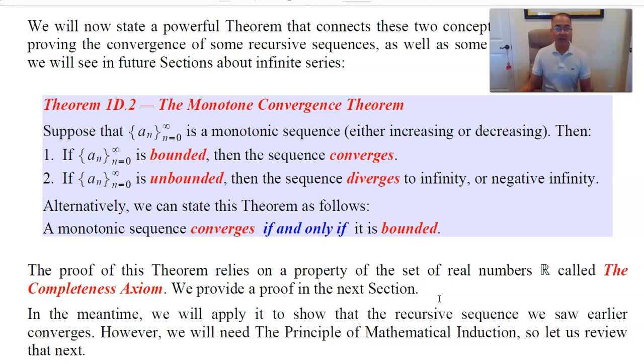And so I took the time to write a proof of the monotone convergence theorem in the next section, 1e, which makes use of a very important property of the set of real numbers called the completeness axiom. The word axiom says we're going to believe that this statement is true, and we will use it to prove that the MCT is true.